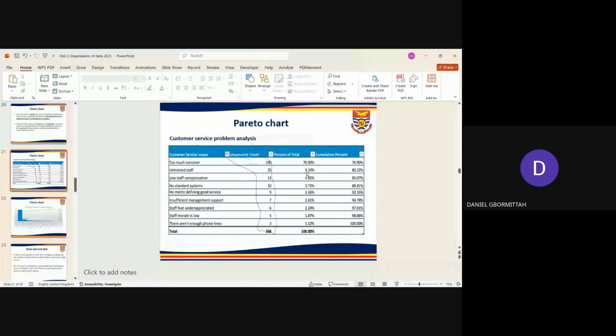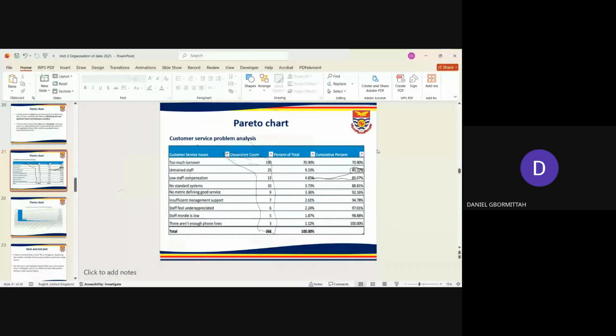For the next one, you add the third: 70.90% plus 9.33% plus 4.85% gives 85.07%. Or better still, you can use the figure you already have and add the third one to it. You'll see you get the same total. So that is what has been done beautifully.